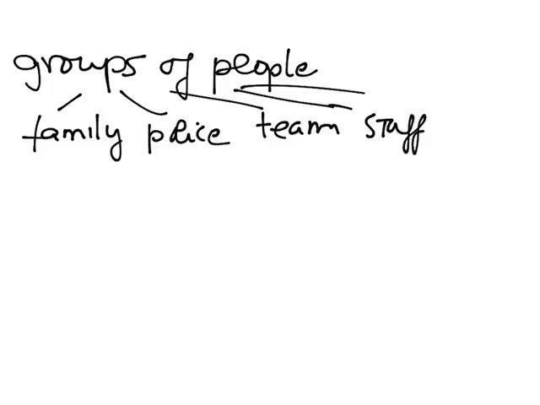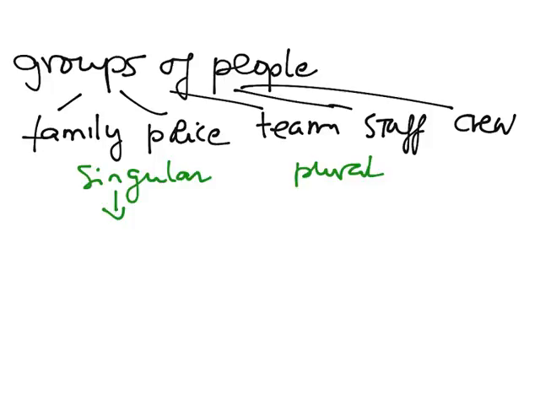Finally, students, we have nouns for groups of people. For example, family, police, team, staff, crew. These nouns that refer to groups of people, they can have a singular or a plural verb. So when to use one or the other? When you use the singular, it is because you think of the group as a single unit, okay? As a single unit. And when you use the plural, it is because you think of the group as a number of individuals, okay?